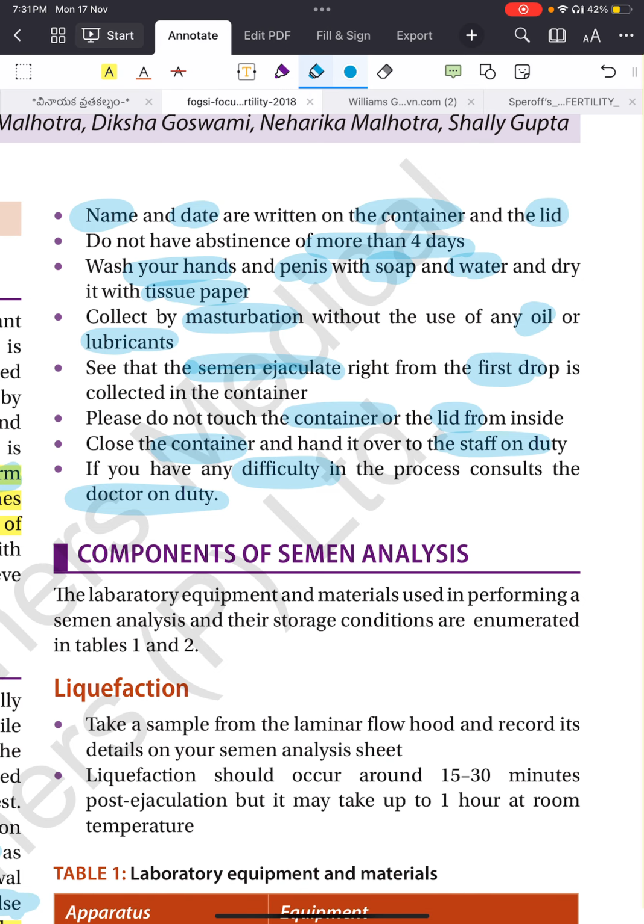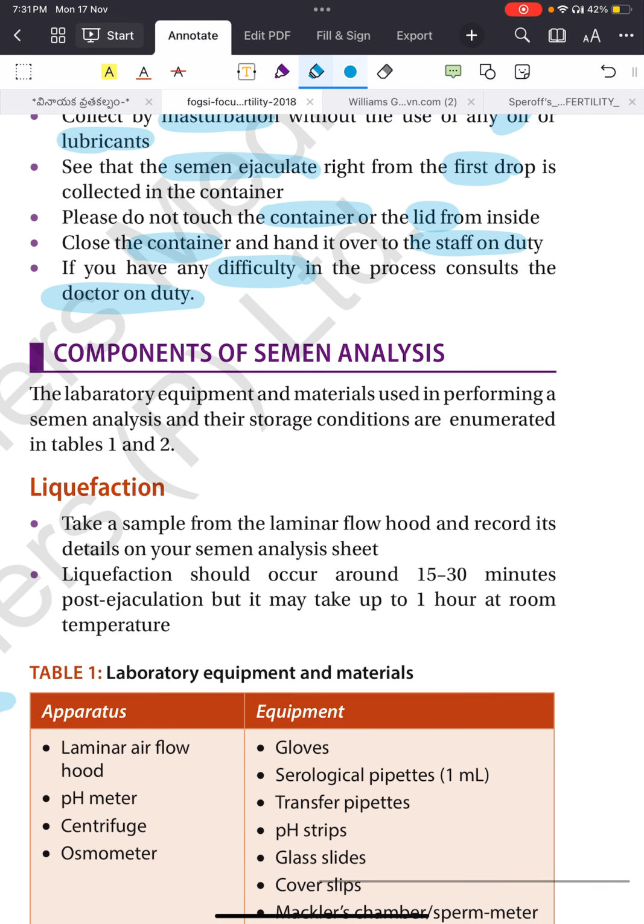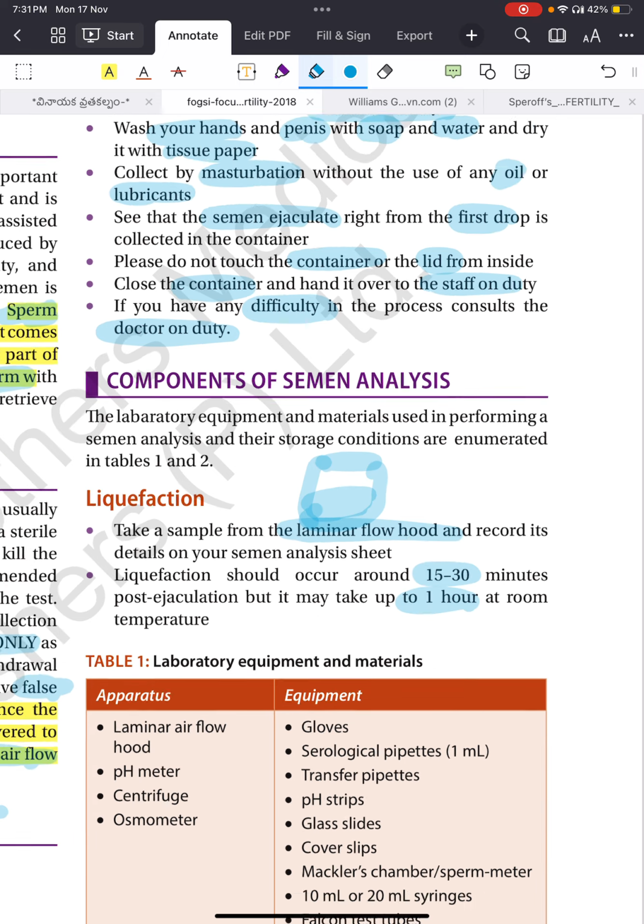So, what are the components of semen analysis? First is liquefaction. The semen which is collected will be very thick and viscous. It will become liquefied. As I said, we'll keep the semen sample in the laminar flow hood. Liquefaction generally occurs in 30 to 50 minutes. Sometimes it takes about 1 hour at room temperature.